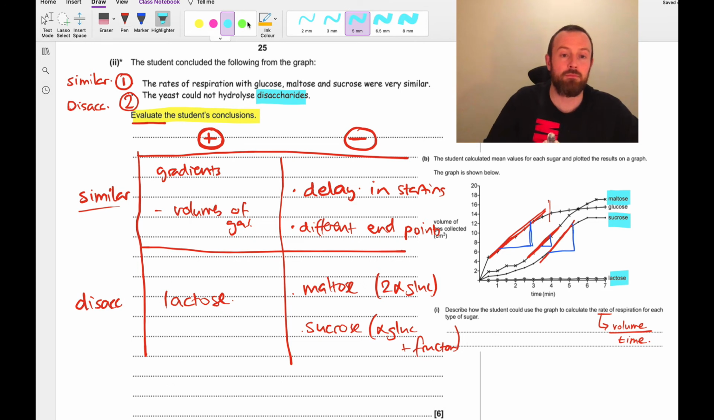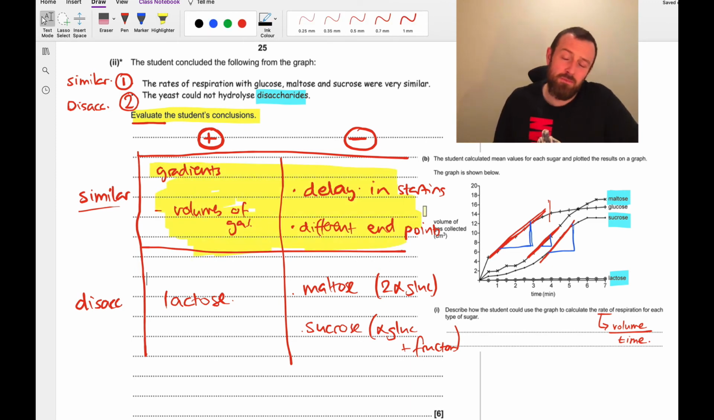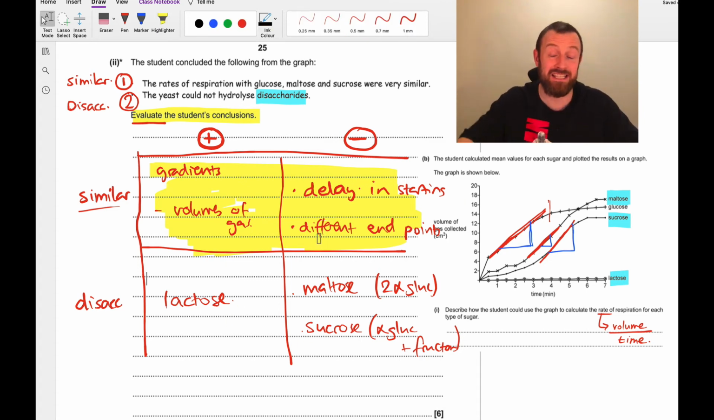In an exam like this, if you only talk about 1 quadrant, you're probably going to get 1 or 2 marks. And maybe if you talk about 2 quadrants, you might get 3 or 4 marks. So let's say you did this. You talked about the top 2 bits. You just talked about the first conclusion. You gave some positive and some negative. The maximum you're going to get is 4. You need to talk about all the squares of your grid to get 6.